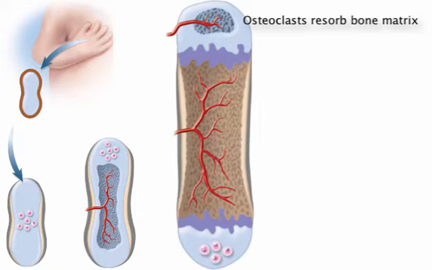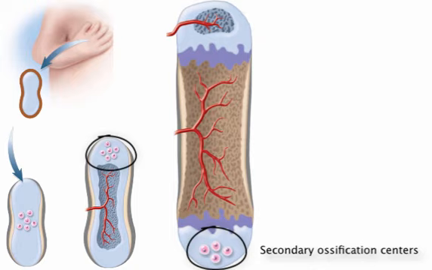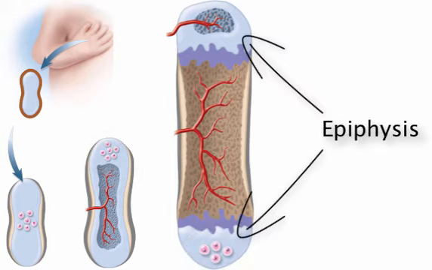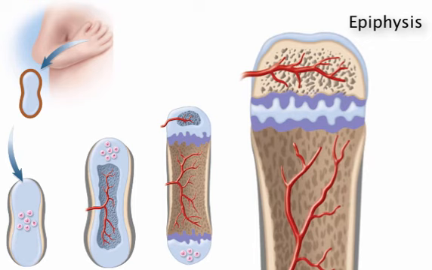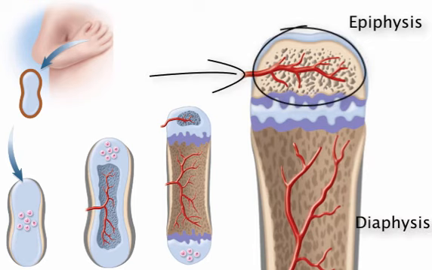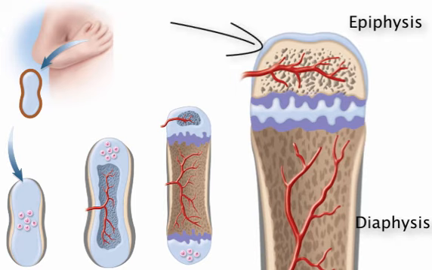Soon after this process begins, secondary ossification centers begin to form at the ends of the model in the same way the primary center formed. Each end will become an epiphysis, filled with spongy bone. The epiphyses have their own blood supply and maintain a cartilage ring around themselves, the cap of which becomes the articular cartilage of a joint.